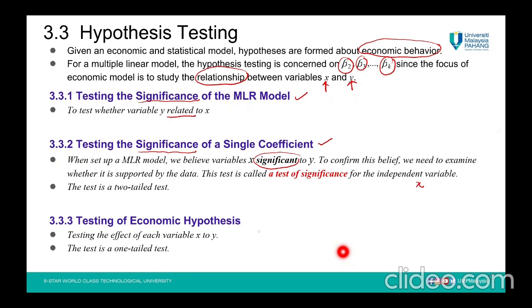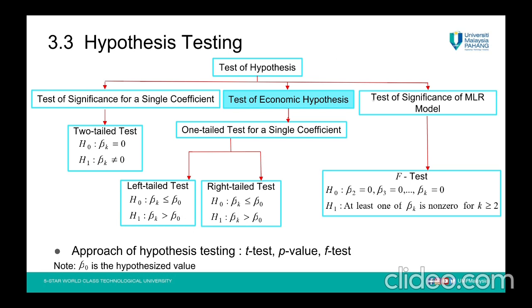The third type is testing of economic hypothesis. In this test, we want to check the effect of each variable x on y. And the test is a one-tailed test, either right-tailed or left-tailed. In this test, we can use either the p-value approach or the t-test. The types of hypothesis testing are summarized in this diagram.